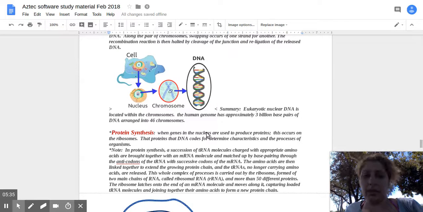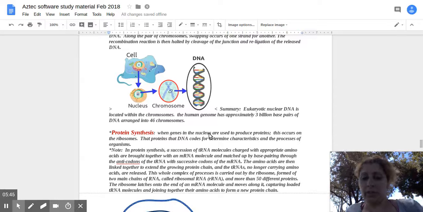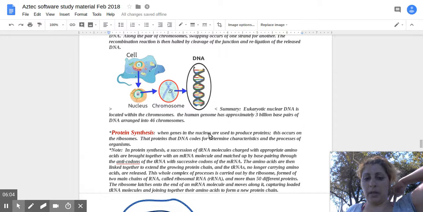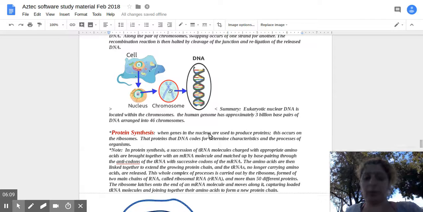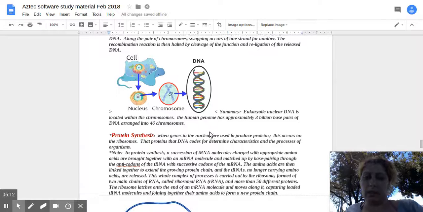So in summary, eukaryotic nuclear DNA is located within chromosomes. The human genome has approximately 3 billion base pairs of DNA arranged into 46 chromosomes. So 46 is the diploid number, essentially 23 homologous chromosomes, which means they're in pairs. The pairs, or the homologs, are determined by similar chromosomes pairing with one another. So 23 pairs equals 46, the diploid or full number of chromosomes in the human.